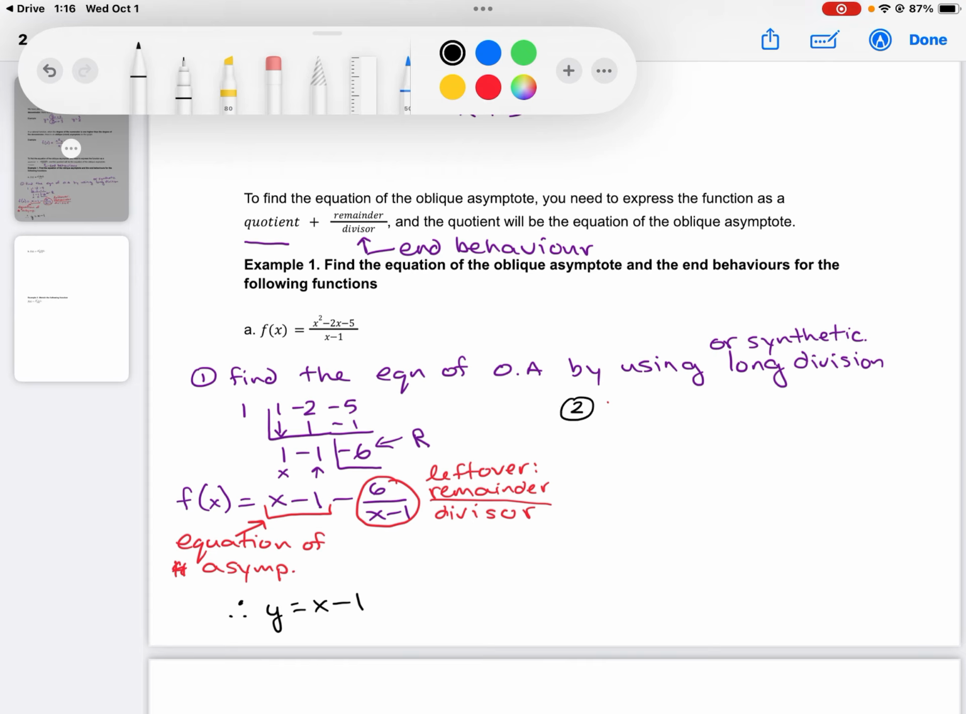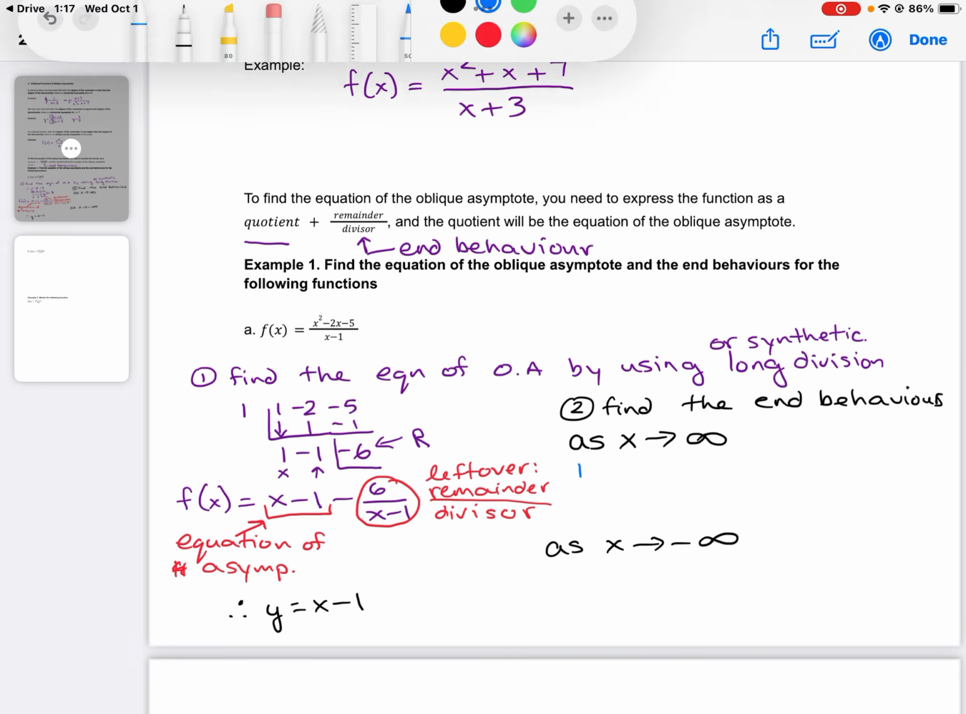So now the second thing that I'm going to do is to find the end behaviors, because I need to know how to graph my function. And I'm still going to start the same way. I'm going to look at what's happening as x gets really, really large, so positive infinity. And I'm going to look at as x gets really, really large in the other direction, so negative infinity.